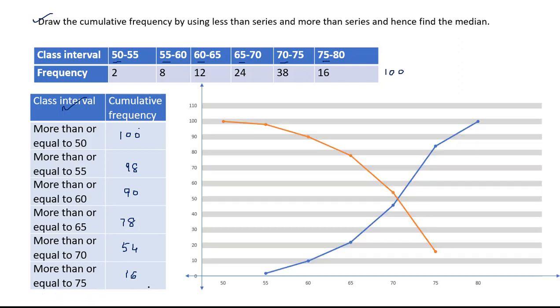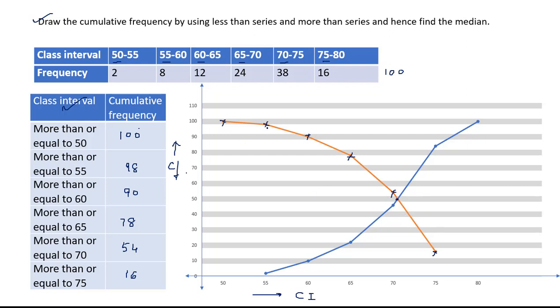Let us now plot the graph. In this x-axis we are going to plot class interval. In the y-axis we are going to plot the cumulative frequency. Now here (50, 100), so this is the point. Then (55, 98) point is here. (60, 90) point is here, (65, 78) point is here, (70, 54) point is here, and (75, 16) point is over here. Now we'll join all the points with a smooth curve.